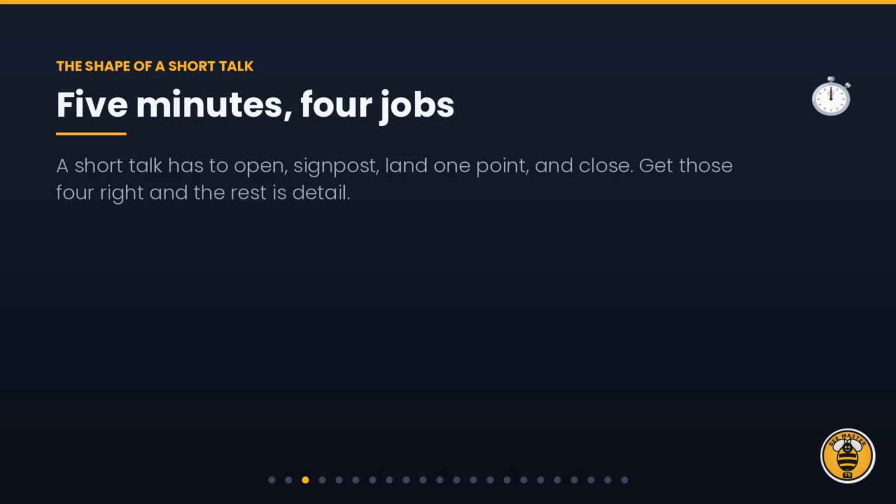A short talk has only 4 jobs. It has to open, it has to signpost, it has to land 1 point, and it has to close. Get those 4 right, and everything else is detail. Let's take them in order.